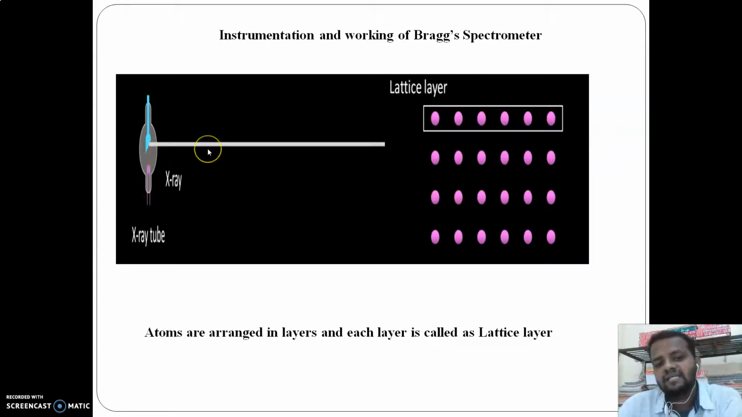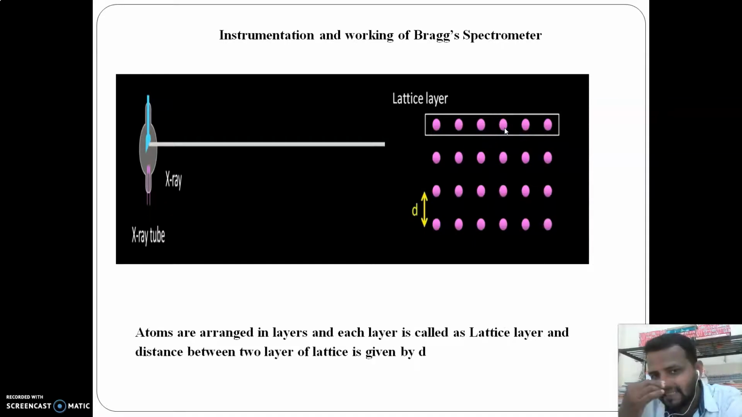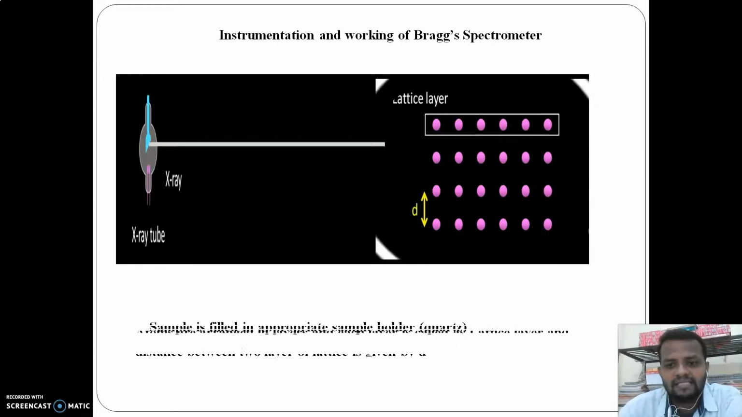Secondly, these X-rays are then directed onto a specific sample. This is the zoomed-in view of the sample. Our sample is any kind of crystal, and this crystal is composed of layers of atoms. Each layer of atoms is referred to as a lattice layer. These lattice layers are separated by a specific distance, either horizontally or vertically. In both cases, they are separated by a specific distance, and this distance is referred to as the lattice spacing, or what we already called the interplanar distance.